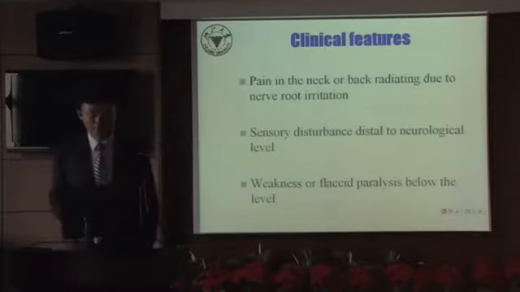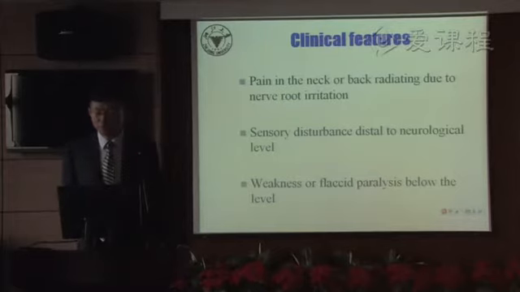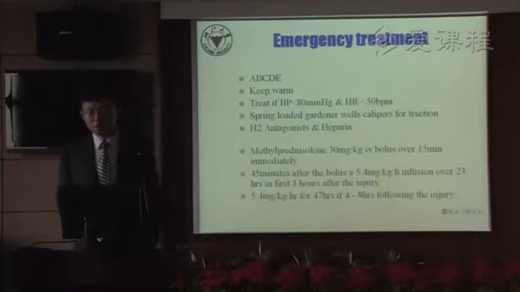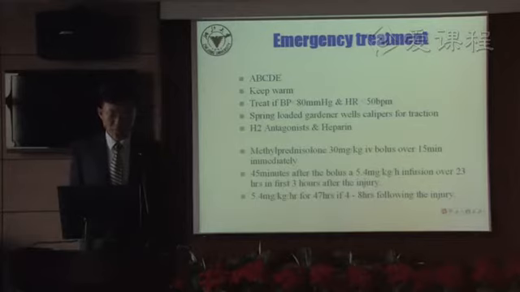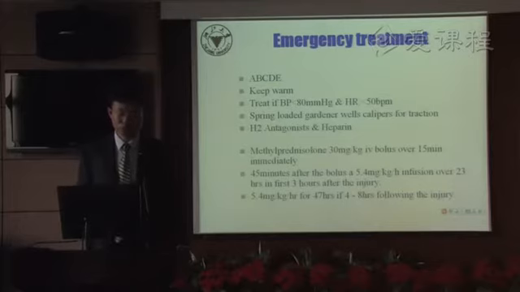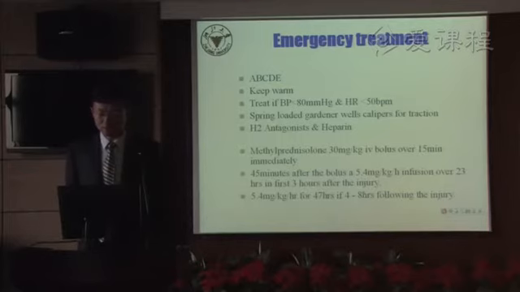Clinical features: pain in the neck or back due to nerve root irritation, sensory disturbance distal to the neurologic level, weakness and flaccid paralysis below the level. Emergency treatment includes ABCDE according to CPR, keep warm, and treat; if needed, use Gardner-Wells calipers for traction.